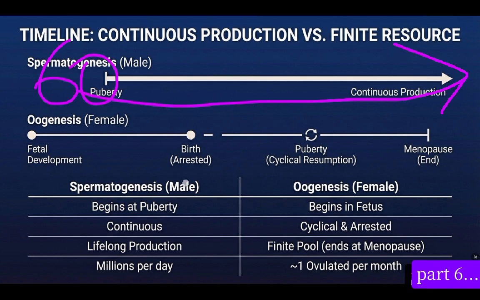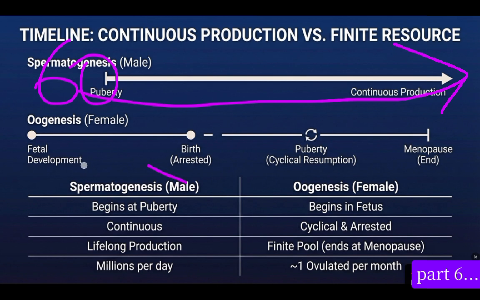Oogenesis stops at menopause, and menopause is from 45 to 55 years old. Oogenesis begins before birth and stops at menopause, but spermatogenesis only begins at puberty and continues throughout the lifetime. So let's go to our table.